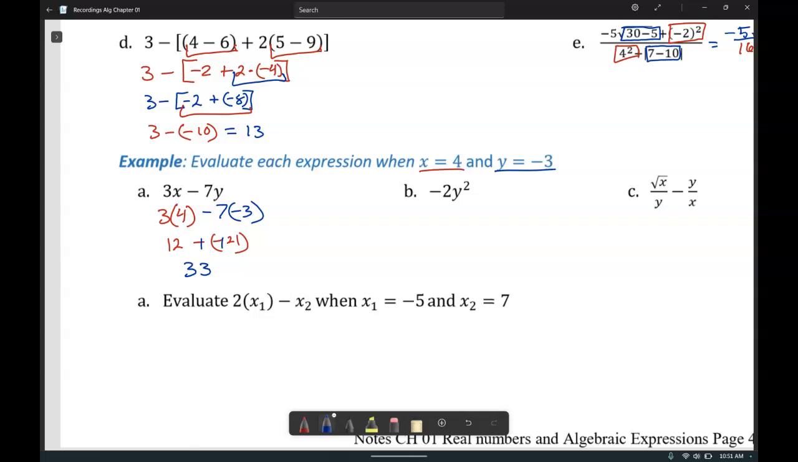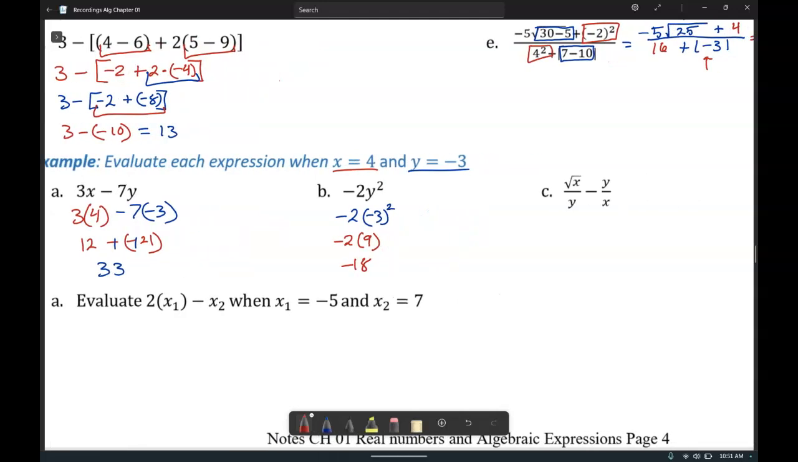For b, we actually don't have an x term, so we only need to substitute in the y. Negative 2 times negative 3 squared. We evaluate our exponent first. Negative 2 times 9, and then multiply.